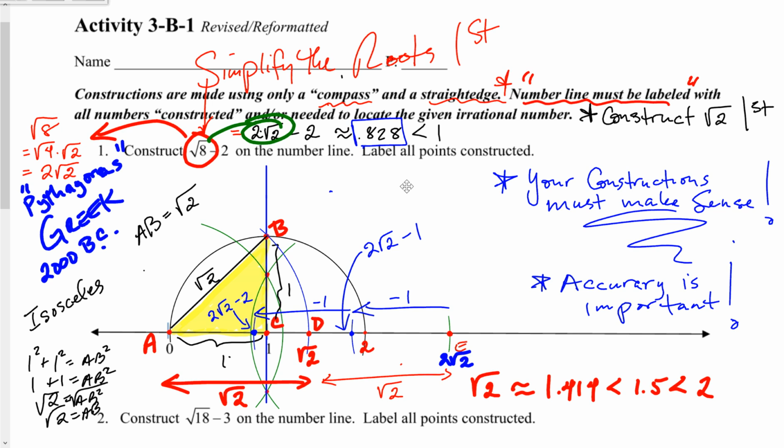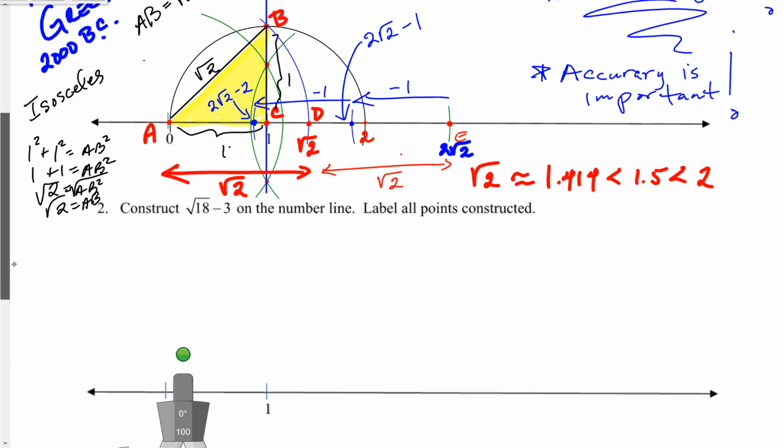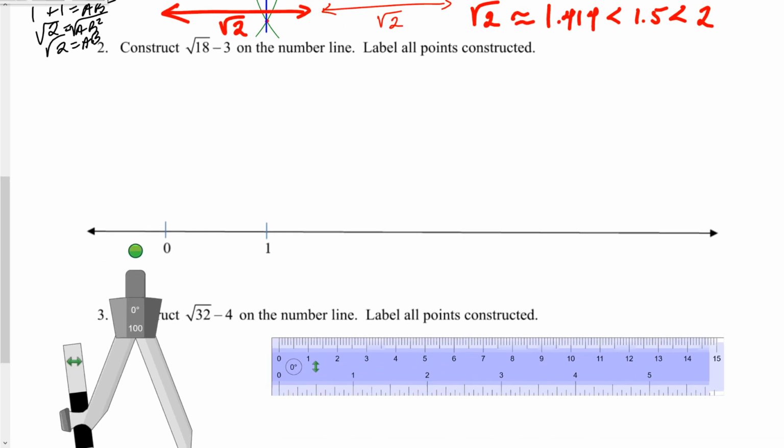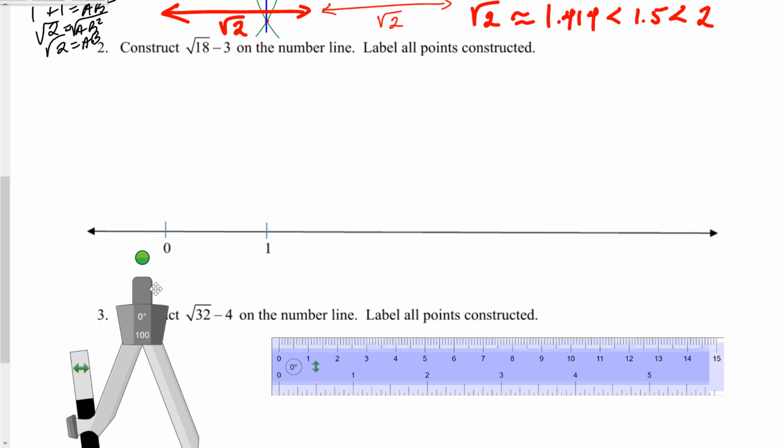Whatever you do in your construction, accuracy is important, and you better end up where you ought to be. I use the calculator just to get a feel for the number, so our answers will make sense when we're all done. For example, root 18 minus 3, you have to know what that is. The square root of 16 is 4, so root 18 is a little bit bigger than 4, maybe like 4.1 or something like that.